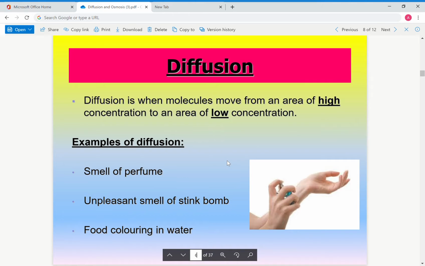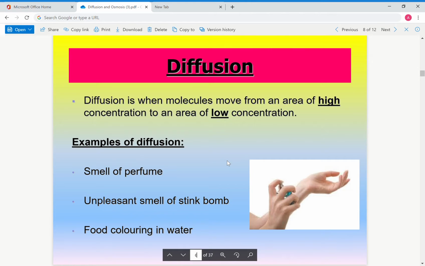So to begin, diffusion and osmosis, you need to have a definition for both. For diffusion, this is when molecules move from an area of high concentration to an area of low concentration. We get diffusion happening a lot in the world. Here's some examples. The smell of perfume is when molecules diffuse from one area to another. The unpleasant smell of a stink bomb would be diffusion.